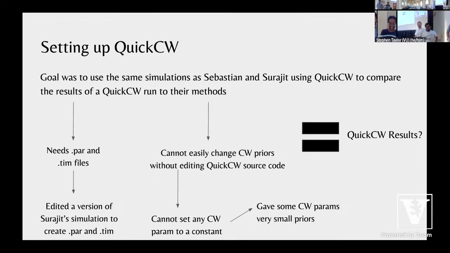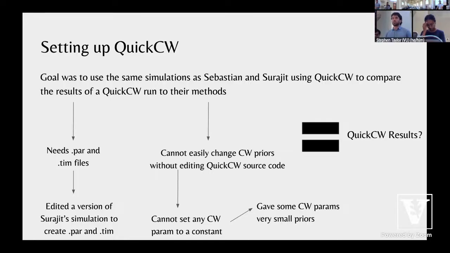So I did a lot of the Quick CW work, which, as you heard earlier, is not exactly as quick as you'd think it would be. The first issue I had to deal with was that we wanted to compare all the methods, so we needed our simulations to be the same. But as you also heard, PTA replicator is hard to work with, so that was difficult. The way Sebastian and Surjit ended up doing these simulations was not by creating par and tim files. So my first step was to edit a version of that to create the par and tim files, which we needed for Quick CW.